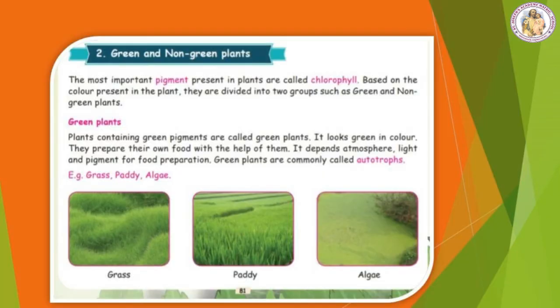Green and non-green plants. The most important pigment present in plants is called chlorophyll. Based on the color present in the plant, they are divided into two groups: green and non-green plants. Green plants. Plants containing green pigments are called green plants. They look green in color. They prepare their own food with the help of it. They depend on the atmosphere, light and pigment for food preparation. Green plants are commonly called autotrophs. Example: grass, paddy and algae.